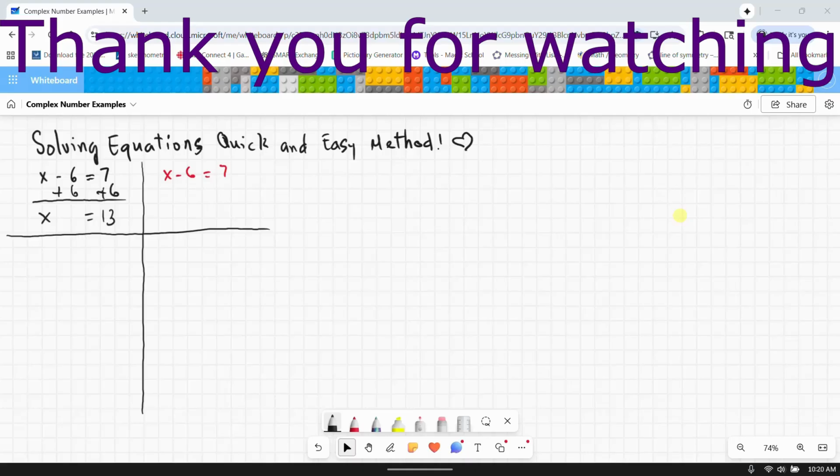I'm adding 6 on both sides of the equation. 6 and minus 6 on the left-hand side cancel out. 6 plus 7 on the right-hand side equals 13. So the solution to that equation is x equal to 13.